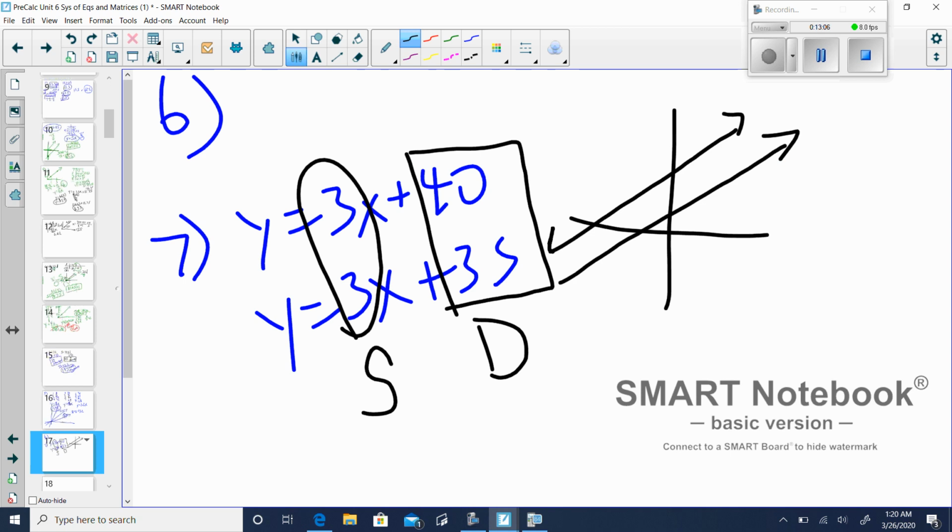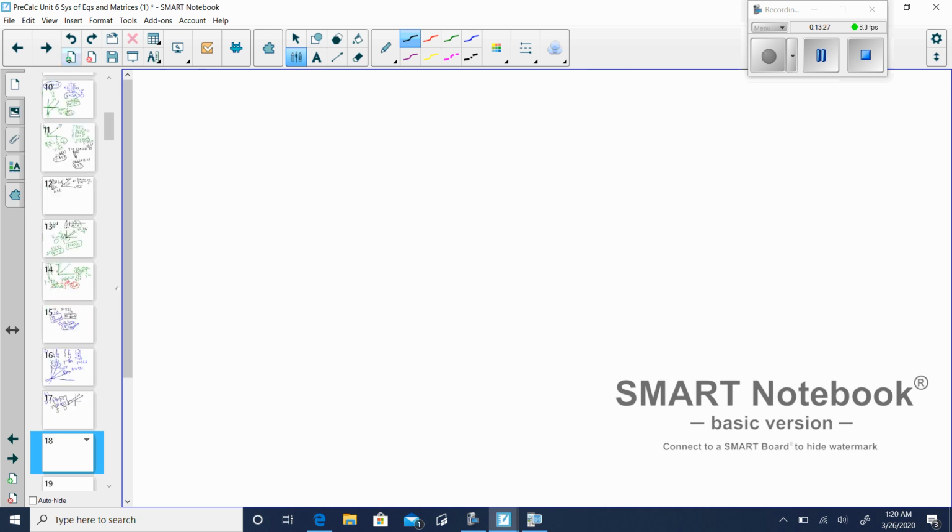Why are they never going to intersect? Because we have the same slope and different y-intercepts. So if for any point from negative infinity to infinity they're going to run parallel, they're never going to cross, period. Boom. It's from a previous unit. That should have been some review. I hope that was for you.